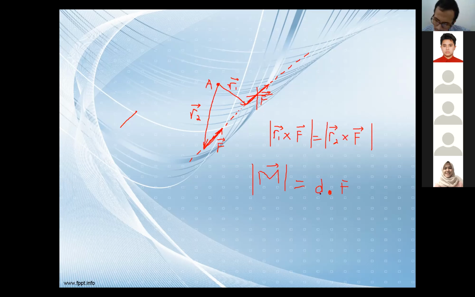Anyway, if you want to calculate the moment, you have to use d. d is always perpendicular. So whenever you use this form, scalar form, M equals d multiplied by F, d is always the perpendicular distance. But if you use a vector form, r can be anywhere, but the result will be the same. Why? Because the magnitude is the same as d multiplied by F, actually. d here will be the perpendicular distance.